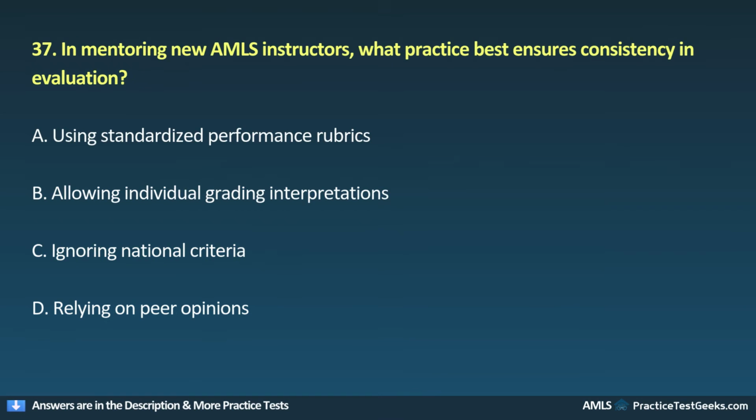37. In mentoring new AMLS instructors, what practice best ensures consistency in evaluation? A. Using standardized performance rubrics. B. Allowing individual grading interpretations. C. Ignoring national criteria. D. Relying on peer opinions.